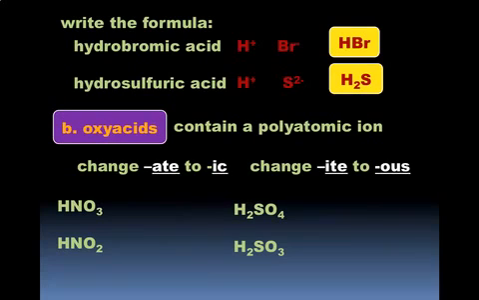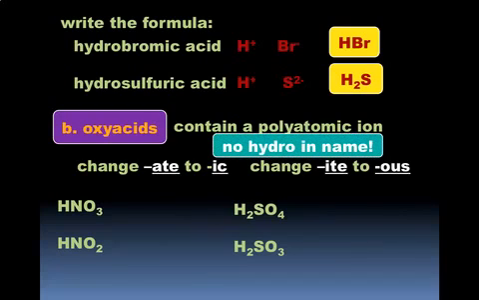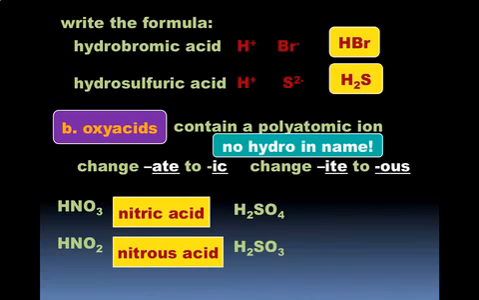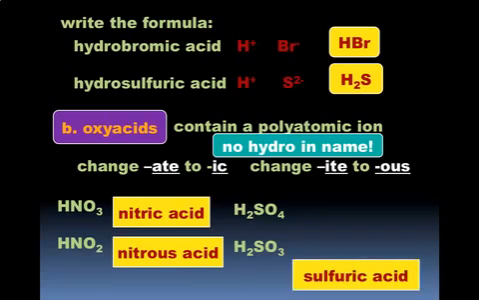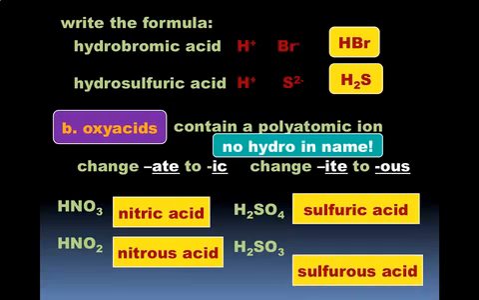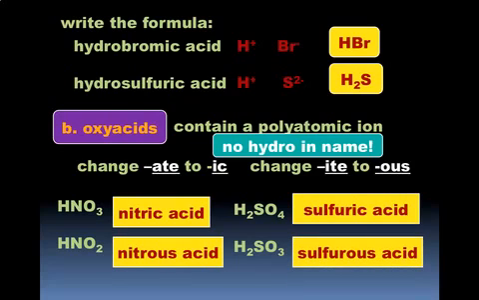So this first one is nitrate. There's going to be no hydro in the name. Nitrate, so we change it to ic, so it's nitric acid. The next one is nitrite, so that changes to ous, so it's nitrous acid. Our SO4 is sulfate, so that's going to be sulfuric acid. And the next one is sulfite, SO3, so that's sulfurous acid.